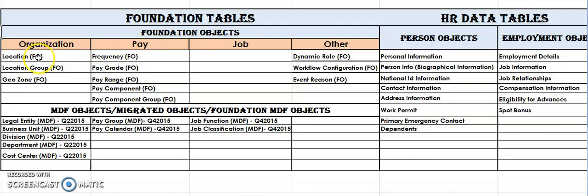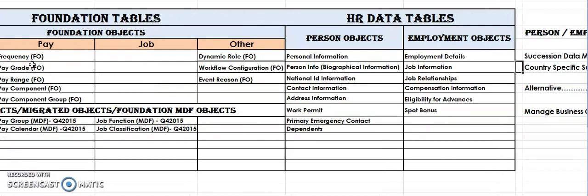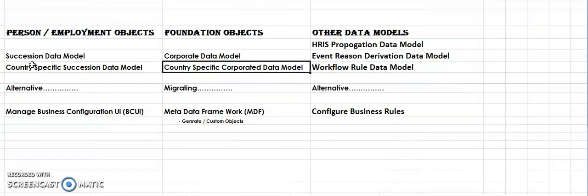The foundation objects are location, location group, geo zone, frequency, pay grade, pay range, pay component group, dynamic role, workflow configuration, event reason. All these 11 objects are part of the foundation objects. Whatever we have to configure related to these 11 objects, we have to configure with the help of the corporate data model and the country specific corporate data model.